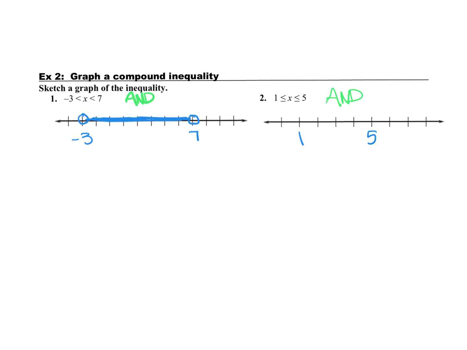And both of these are less than or equal to and greater than or equal to, so I'm going to have closed dots. And to say x is less than or equal to, I'd be going to the left. And remember, we're reading it going this direction. X is greater than or equal to, I'm going to then go right. Everything will be sandwiched in the middle for the ands.